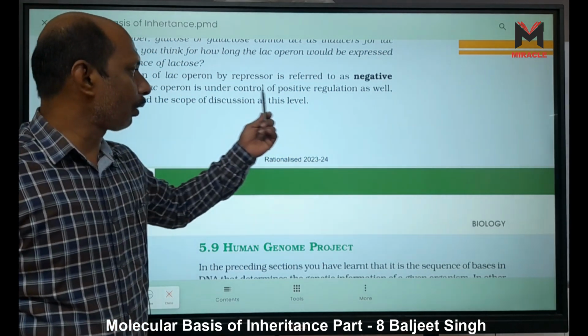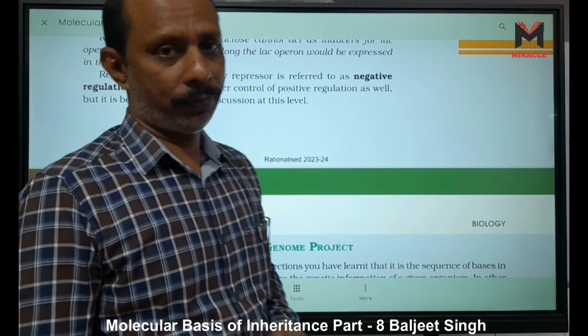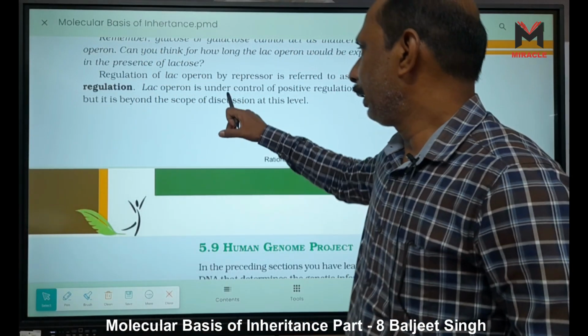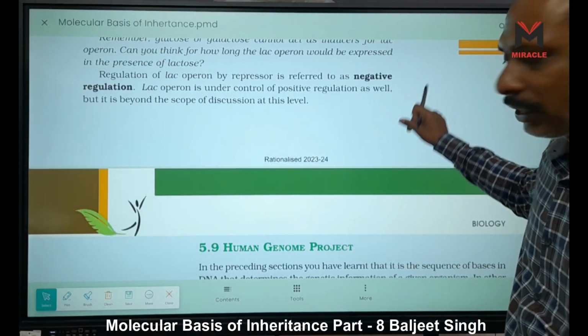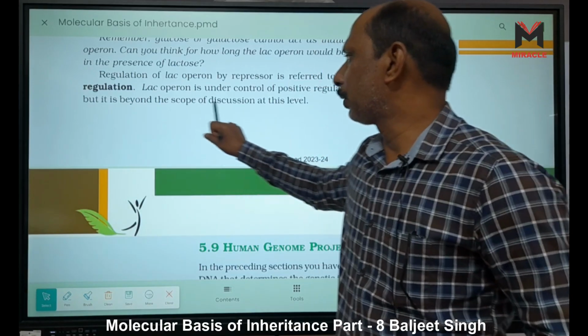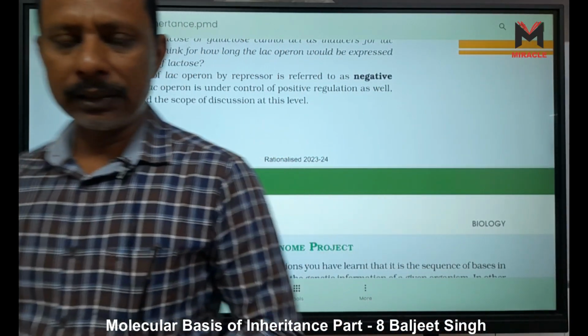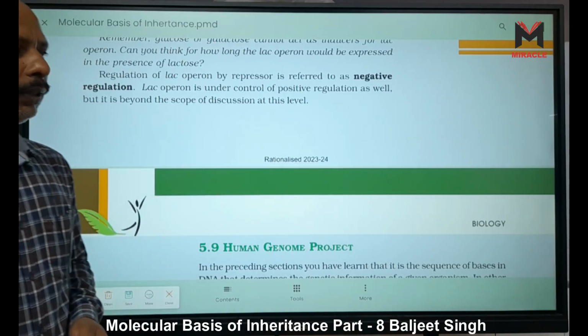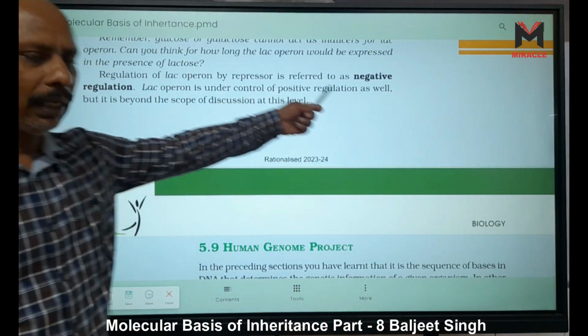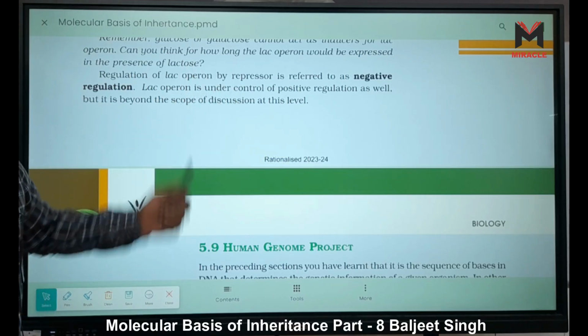Lac operon is under control of positive regulation as well, but it is beyond the scope of discussion at this level. You will read it in your higher classes, right? So that means it is not for negative only. It also has some function for positive.